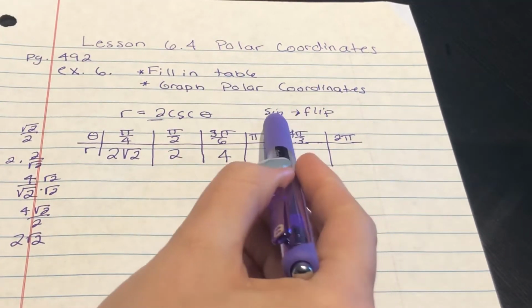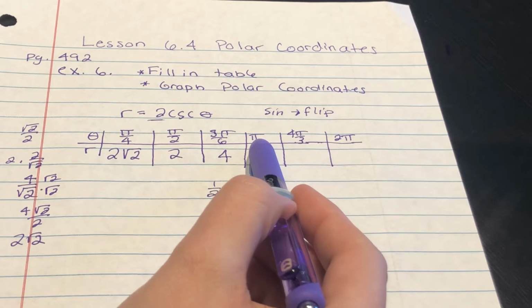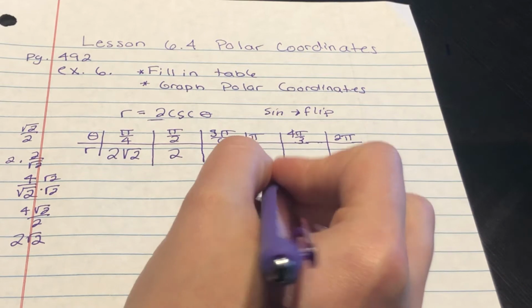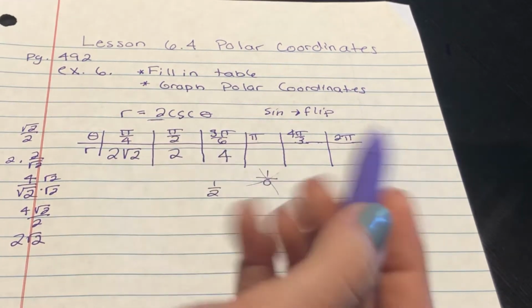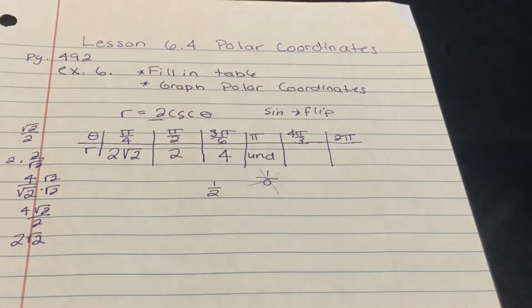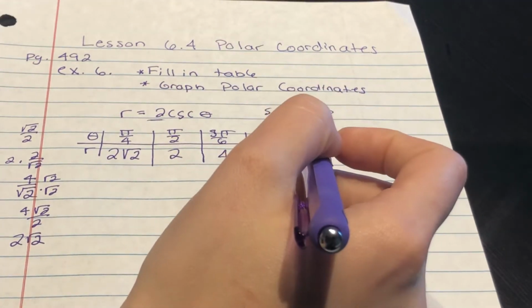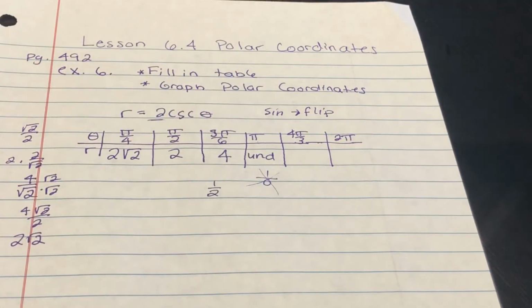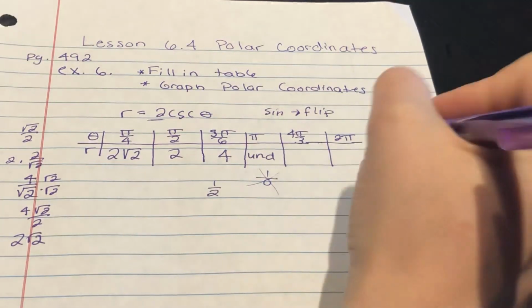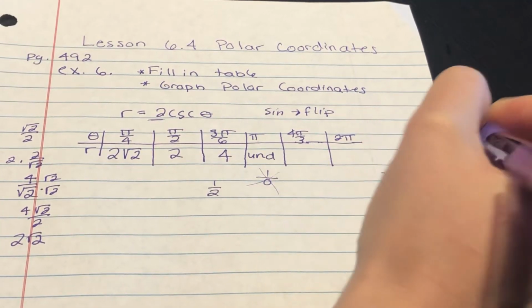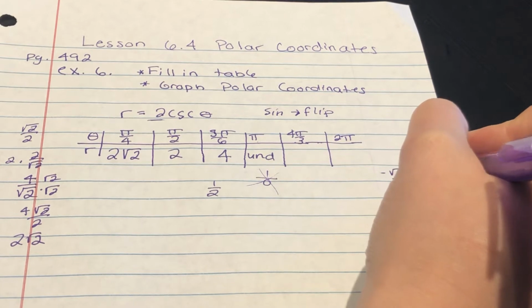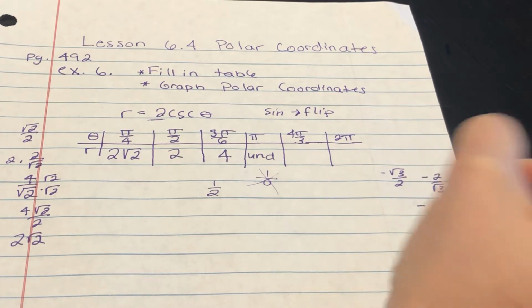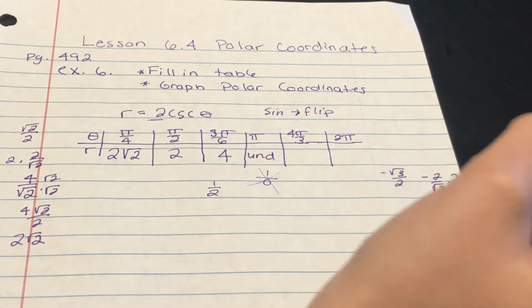Next, I'm going to take the sine of pi. The sine of pi is 0. However, if I flip 0, I'll get 1 over 0, which is bad. So we got undefined. 4 pi over 3, that was another kind of tricky one there. The sine of 4 pi over 3 is negative root 3 over 2. And if I flip that, I'll get negative 2 over root 3. Make sure I multiply that by 2. I'll get negative 4 over root 3.